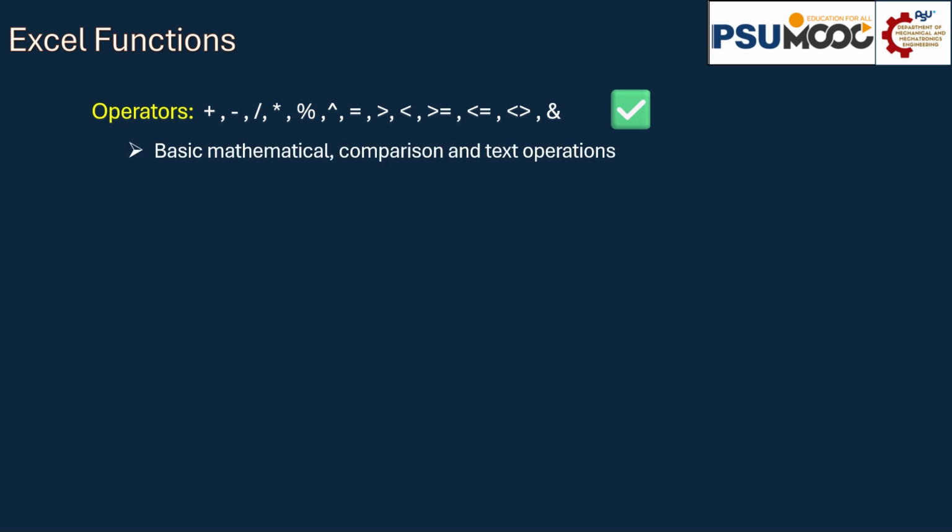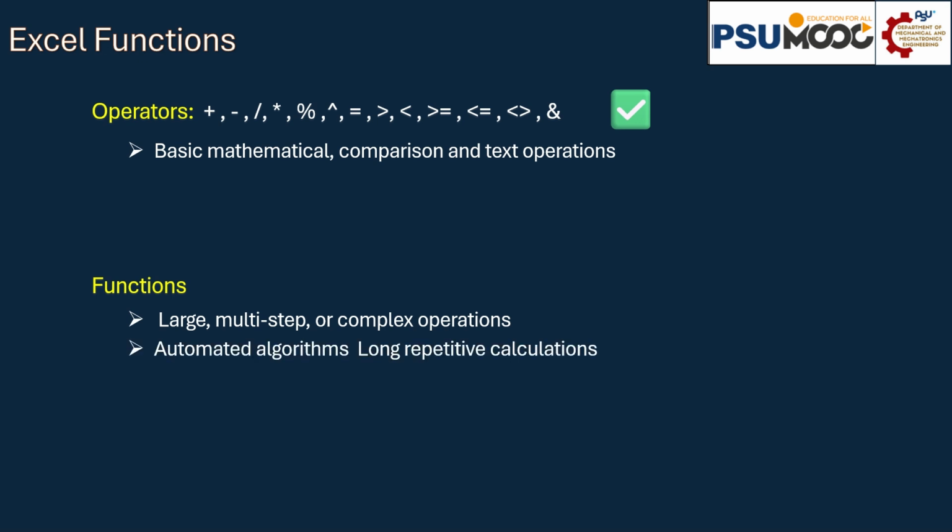In a previous lecture, we had looked at operators to perform basic mathematical comparison and text operations. Excel functions are much more capable. They are best for large, multi-step, or complex operations. They are automated algorithms designed to save you time from writing long, repetitive calculations. Functions are typically built in Excel, but could also be user-defined.